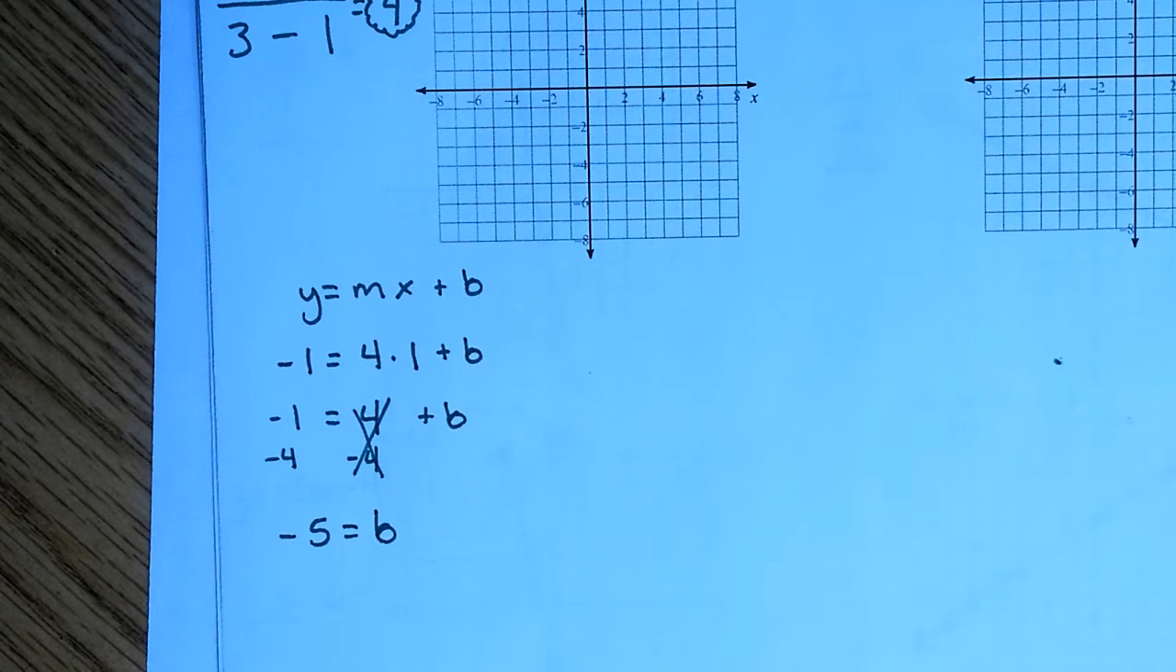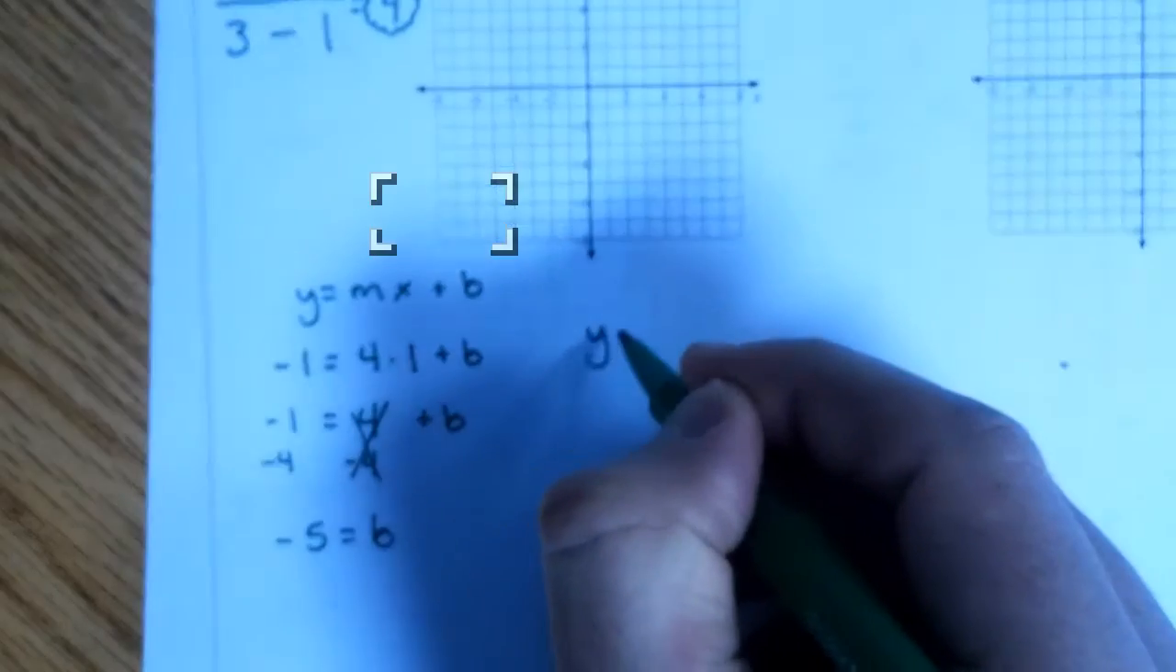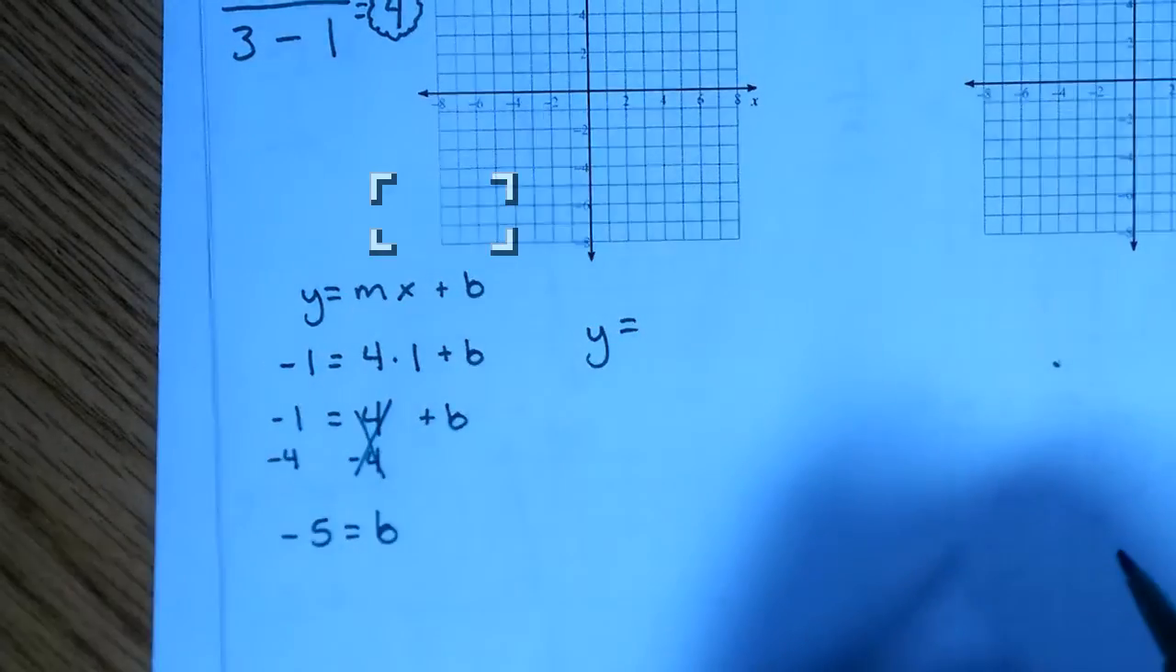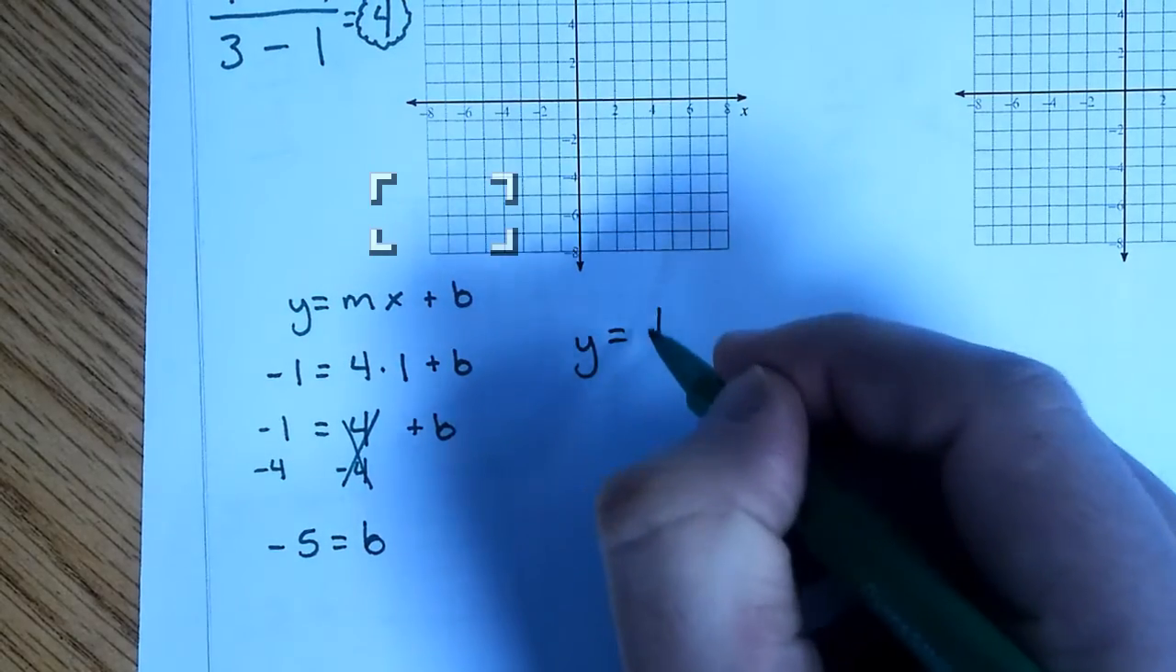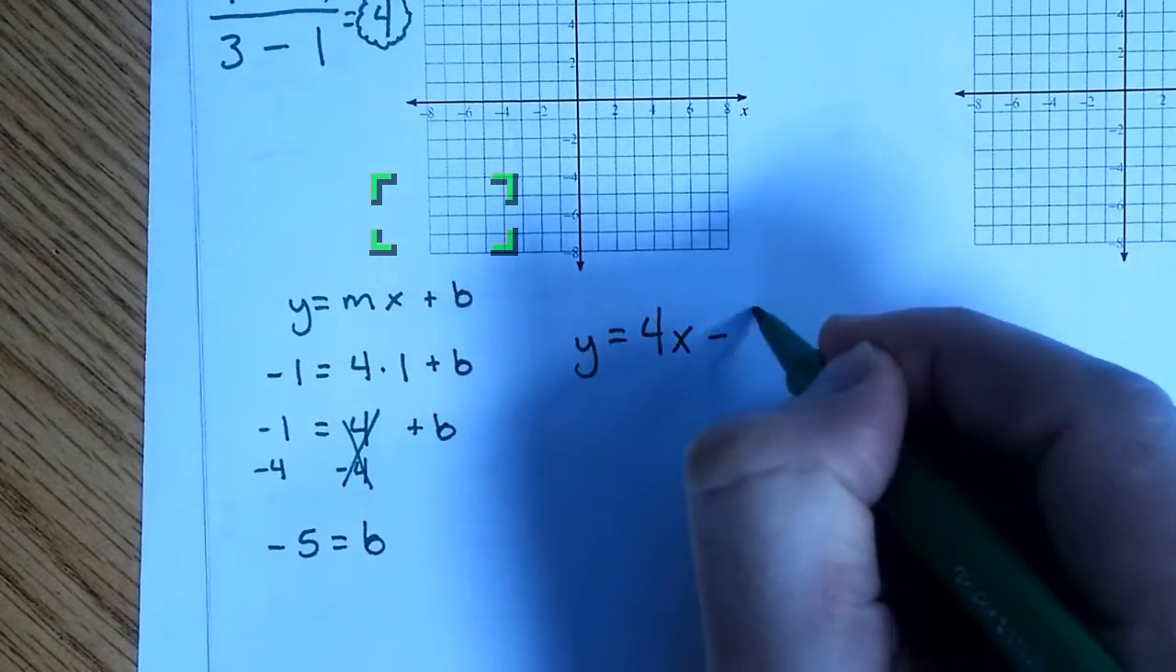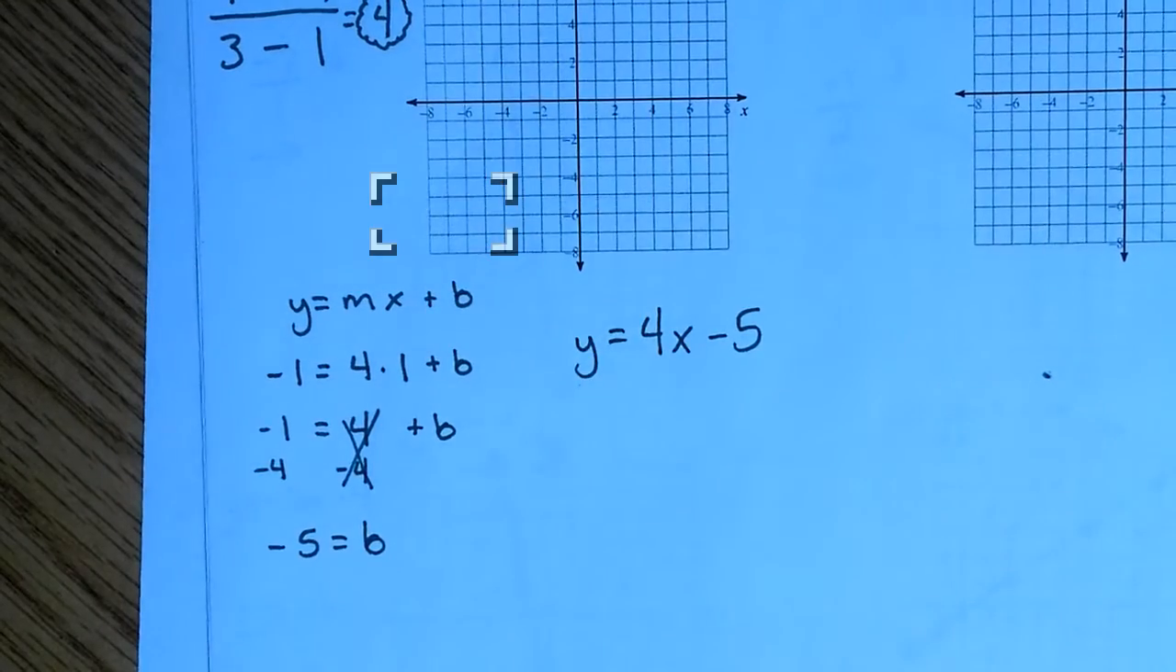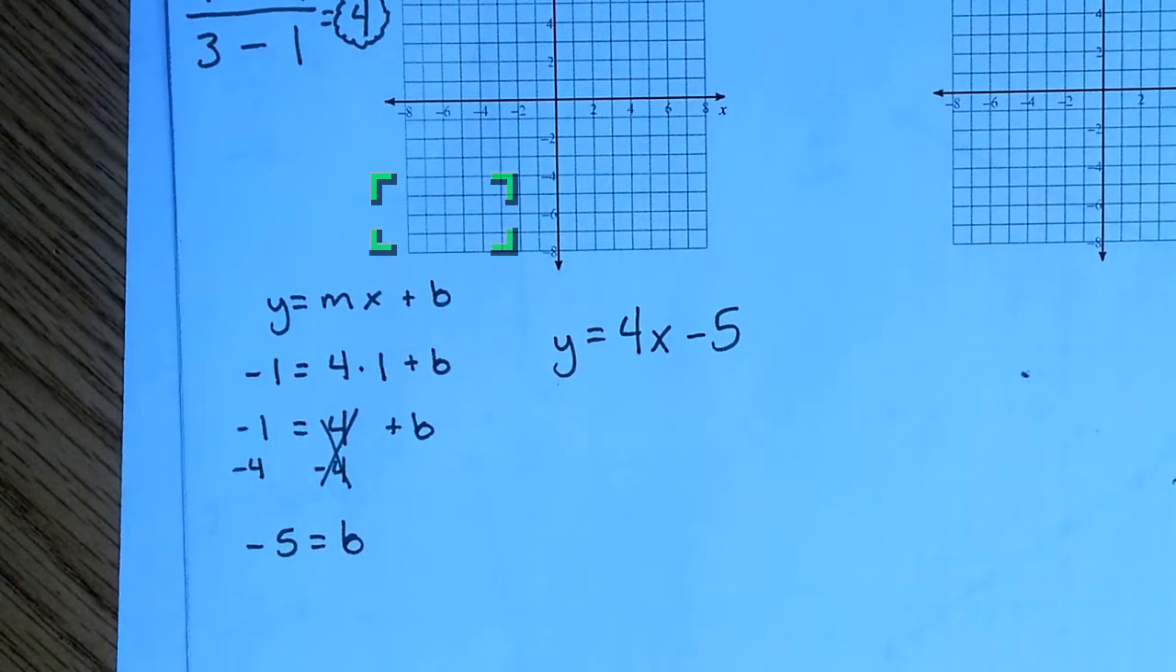I got negative 5. You got negative 5 as well? Yeah. Perfect. So our formula is y equals 4x minus 5. Y equals 4x minus 5.